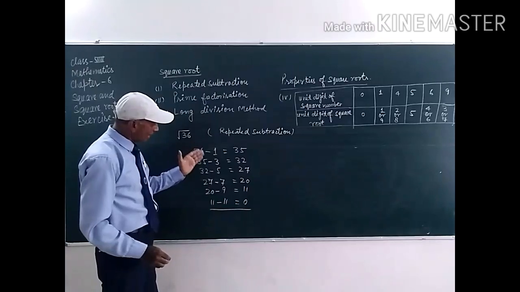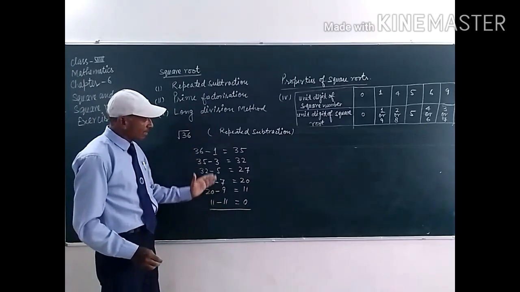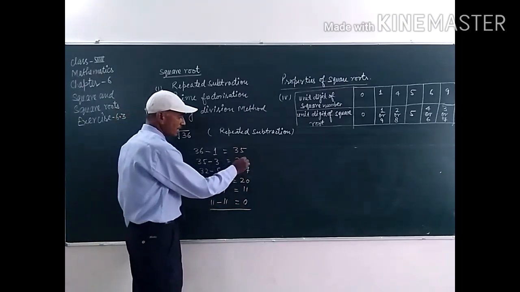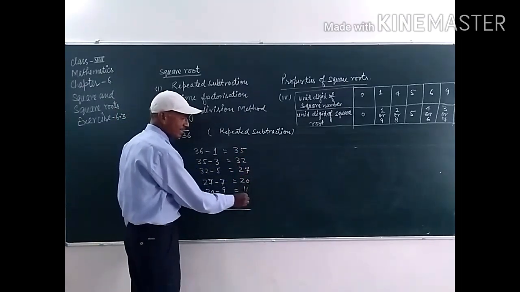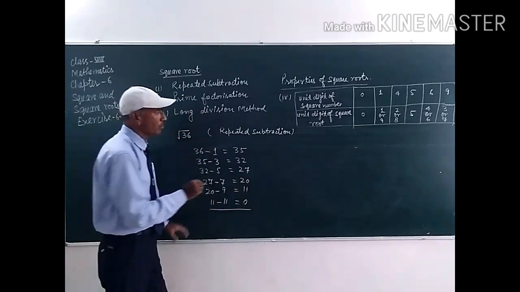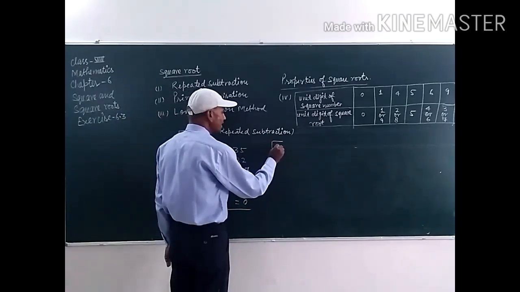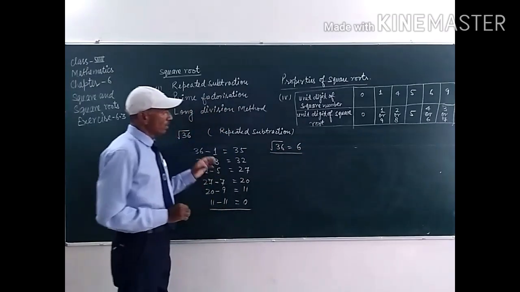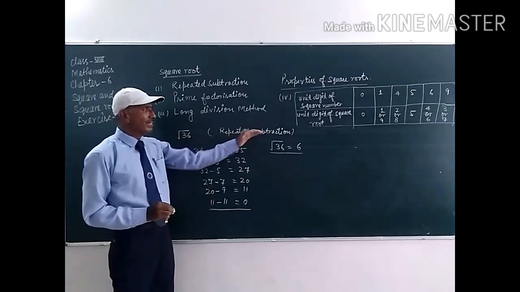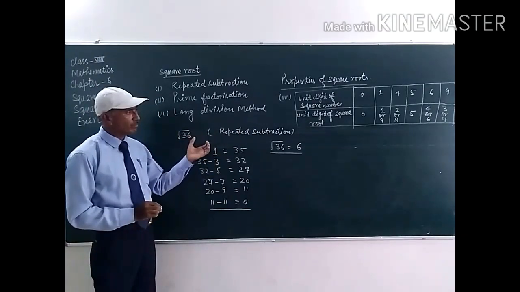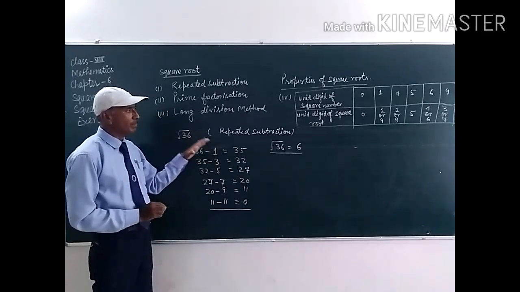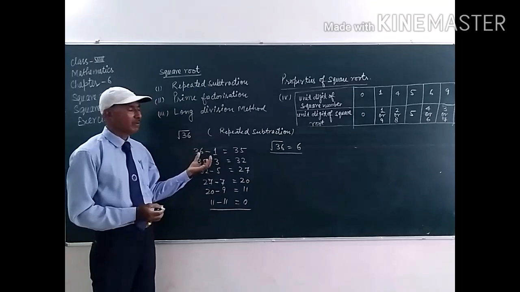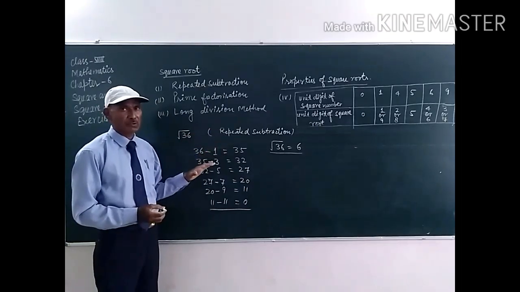So we have to count the steps. In how many steps does it come to 0? So first, second, third, fourth, fifth and sixth. In 6 steps it comes to 0. So the square root of 36 is equal to 6. Clear, student? So using the repeated subtraction method we can find the square root of any number. But student, remember, this method is useful only for small numbers. For greater numbers it is not useful.